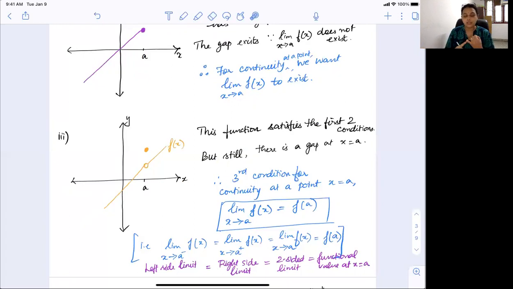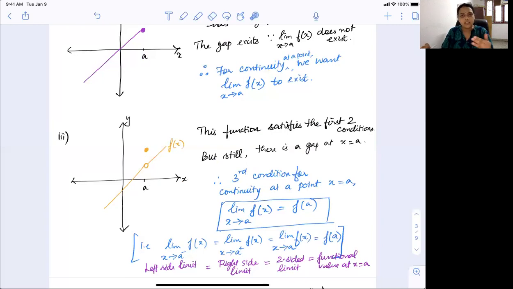So the first condition, is the function defined at A? Yes, very much, it's defined. Does the limit of the function exist? It does, because if I approach A from this side, my function approaches this hollow value. If I approach A from this side, my function again approaches this hollow value. So the limit again exists, but I still had to jump. I couldn't draw this function in a single straight line.